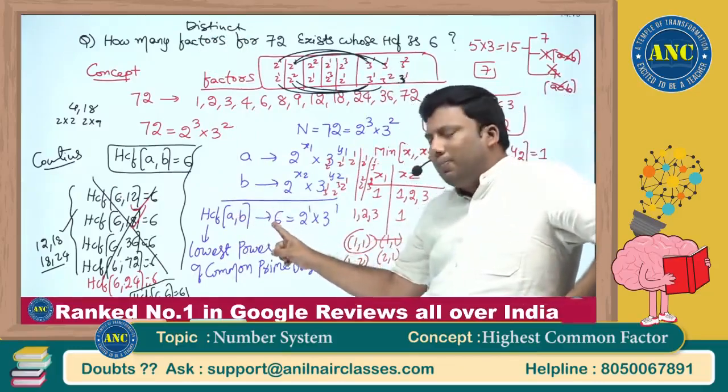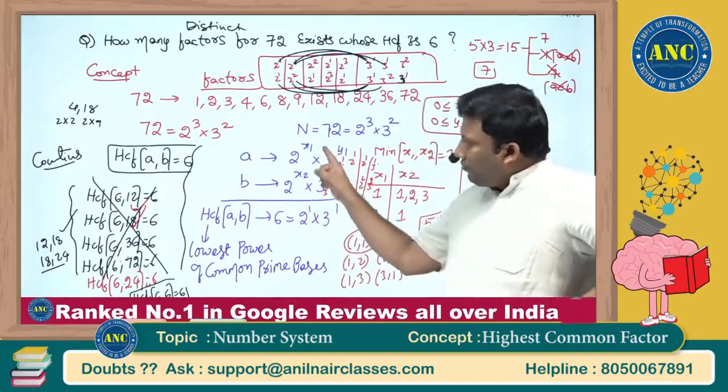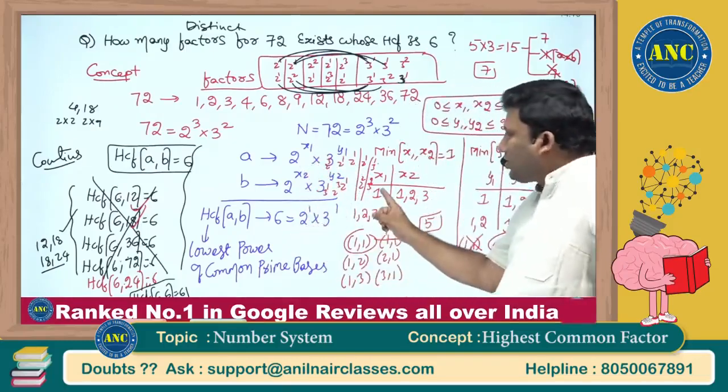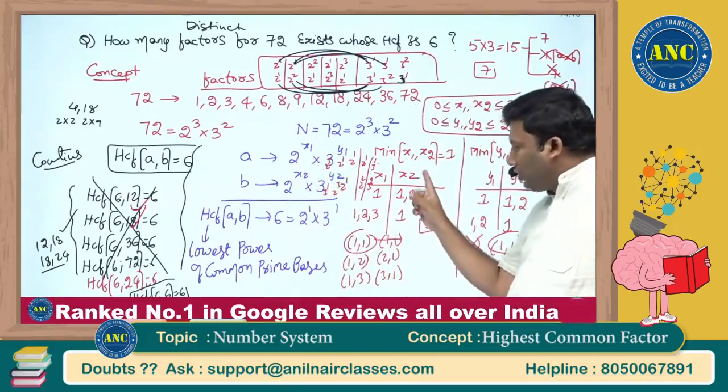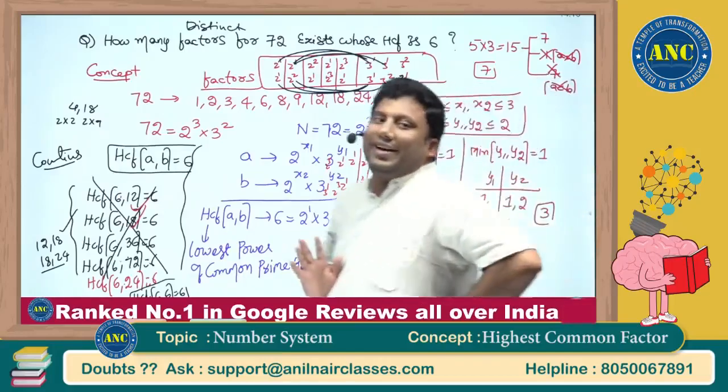HCF of A comma B is 6. 6 is 2 power 1 into 3 power 1. Lowest power of x1 and x2 has to be 1. Start with 1: x2 can take 1, 2, 3. x2 can take 1, x1 can take 1, 2, 3. I hope the idea is clear.